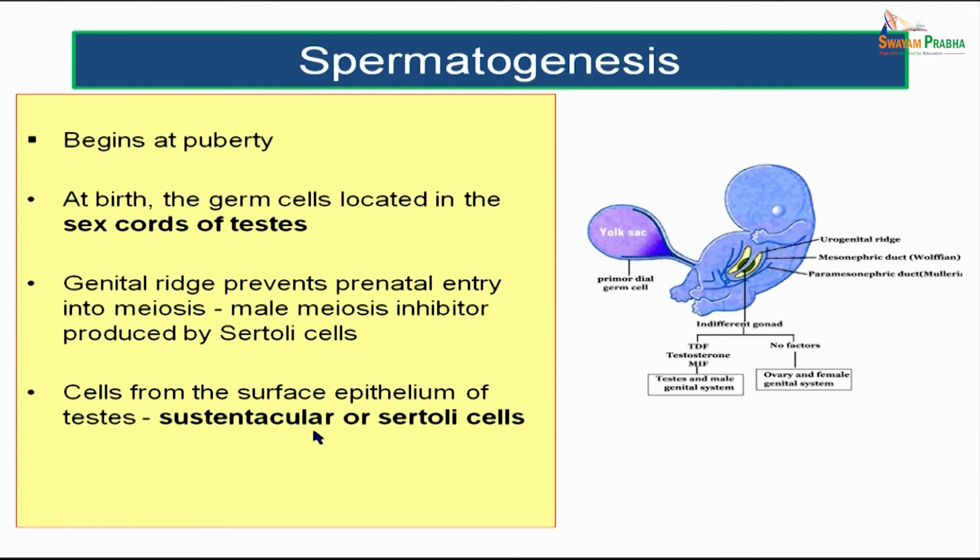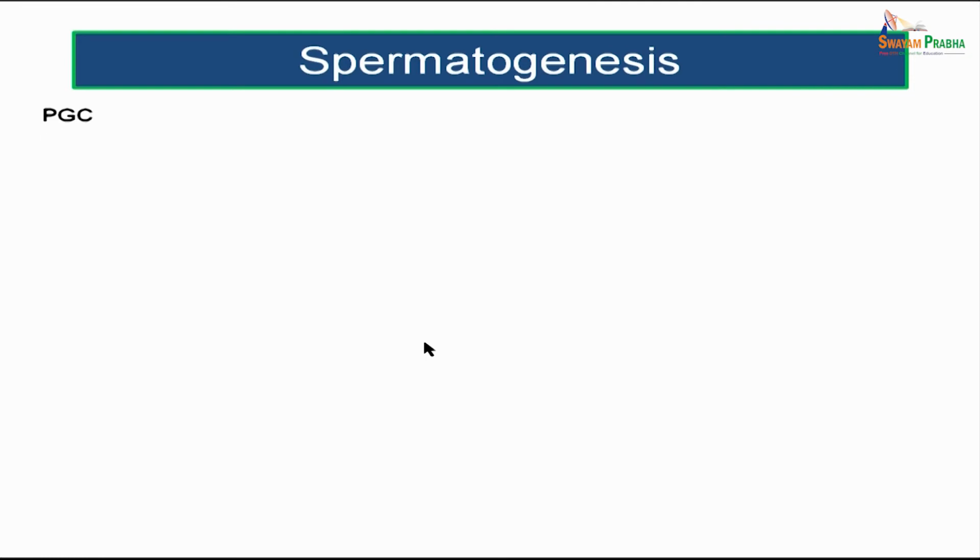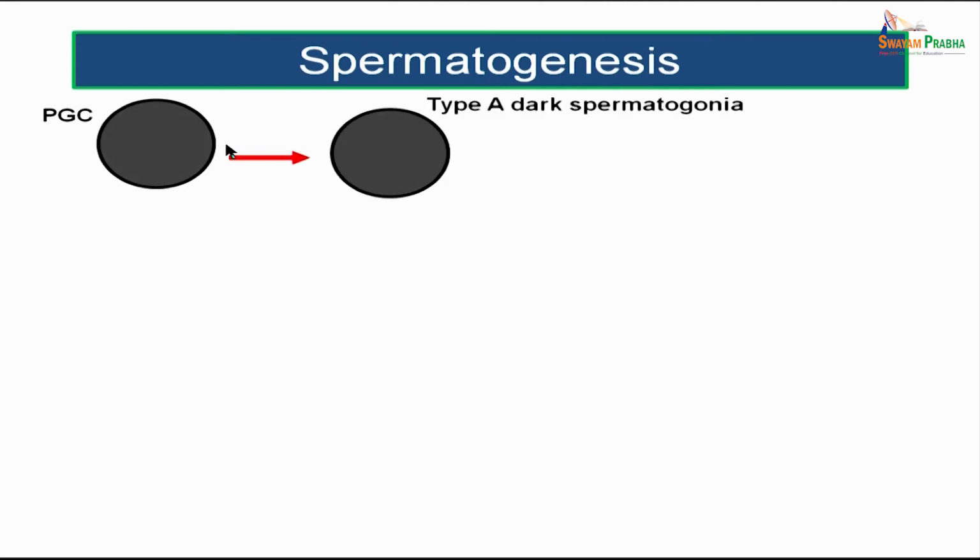Now, the surface epithelial cells of the testes will be transformed into the sustentacular cells or Sertoli cells, and the sex cord cells will form the seminiferous tubules of the testes. We have the primordial germ cells, as we have already seen in oogenesis. They give rise to a group of cells known as type A dark spermatogonia.